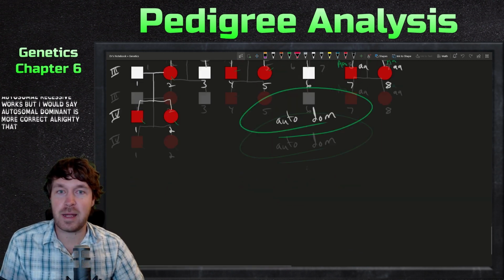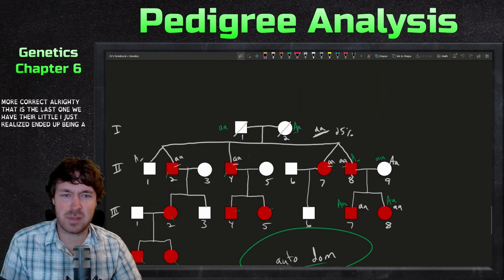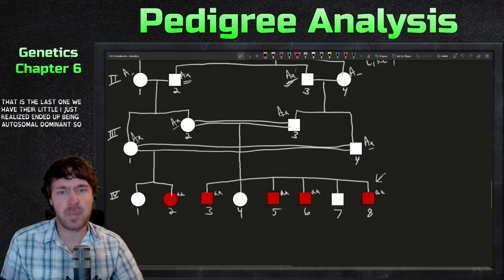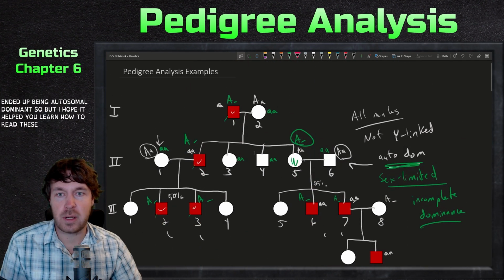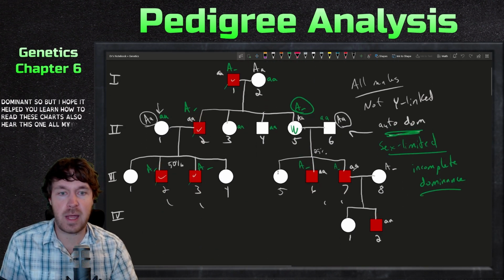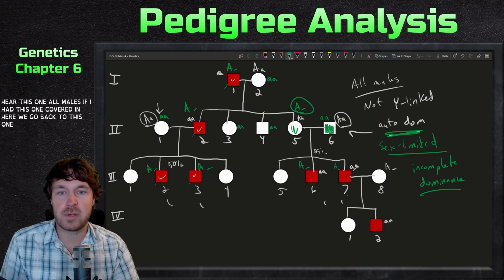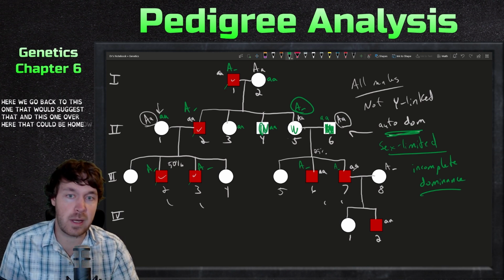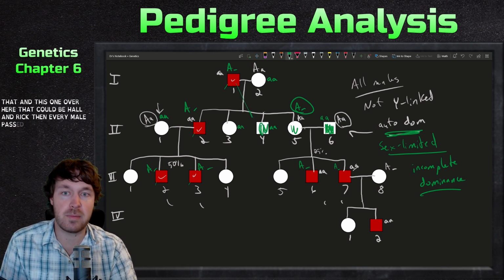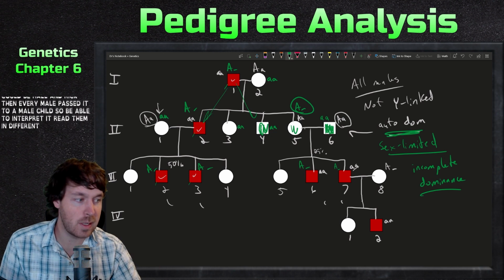Alrighty, that is the last one we have there. I just realized a lot of these ended up being autosomal dominant. But I hope it helped you learn how to read these charts. So here, this one, all males. If I had this one colored in here, we go back to this one, that would suggest, and this one over here, that could be holandric then. Every male passed it to a male child. So be able to interpret it, read them in different ways, and you should be great here.